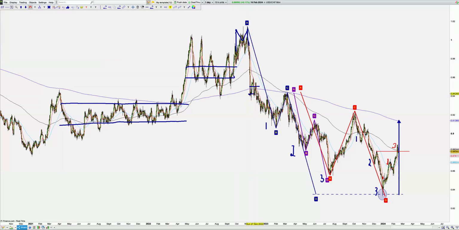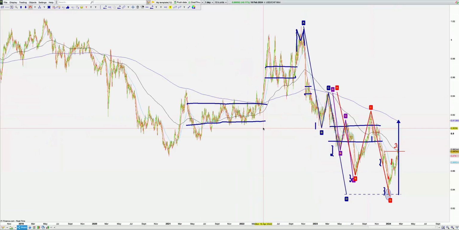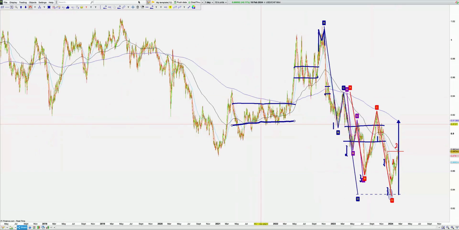This is the first zone. This is the second zone. And you can see 1, 2, 3 in the final leg. Where does it line up? It's created a new low. We've got big ABCDs coming in as well.